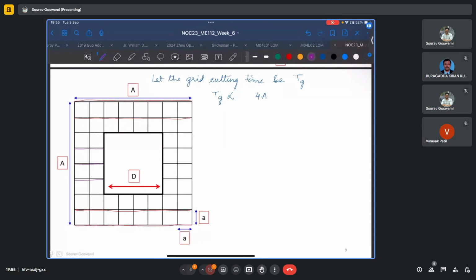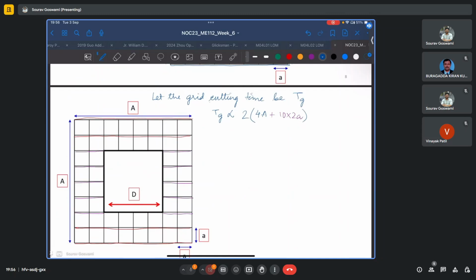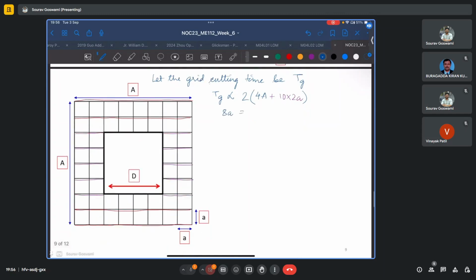When it comes to the smaller grid lines, 1, 2, 3, 4, 5, and 6, 7, 8, 9, and 10. So we have 10 times 2A. And because this build is symmetric, whether you work along rows or along columns, you will end up with the same results. You will simply multiply it by 2 for both cases. And you are also given the relation that 8 times small a, which is the dimension of each of these smaller squares, is equal to capital A.